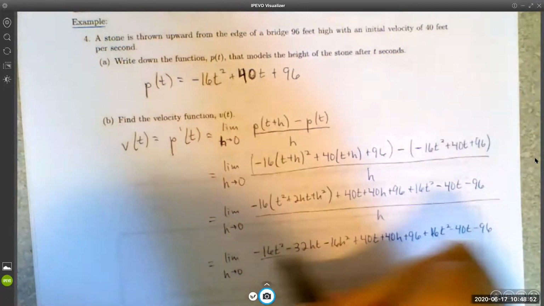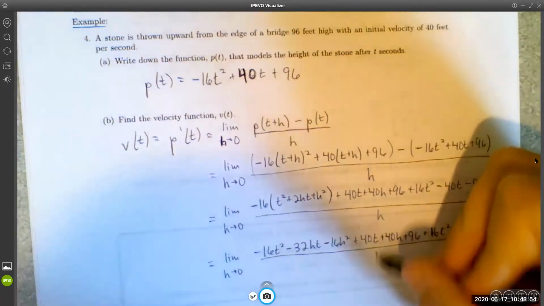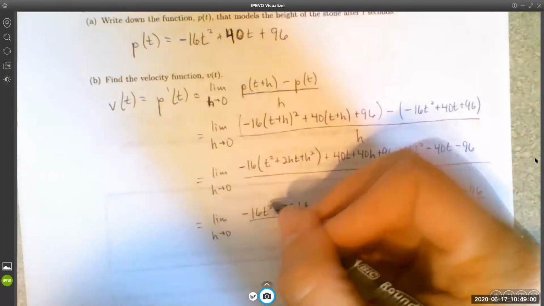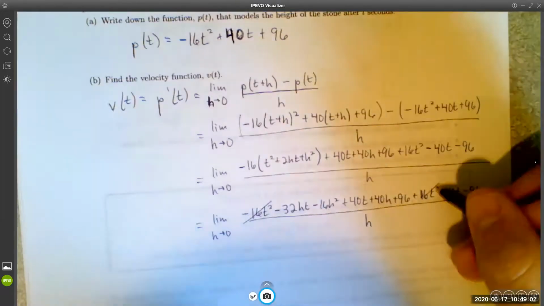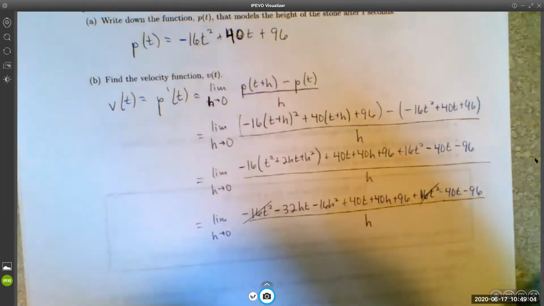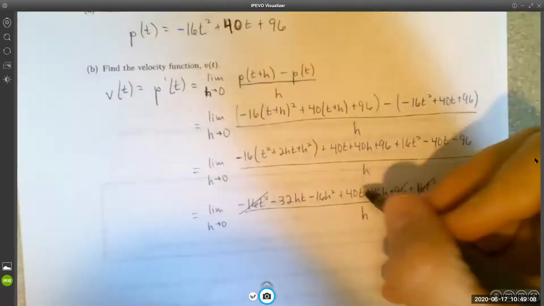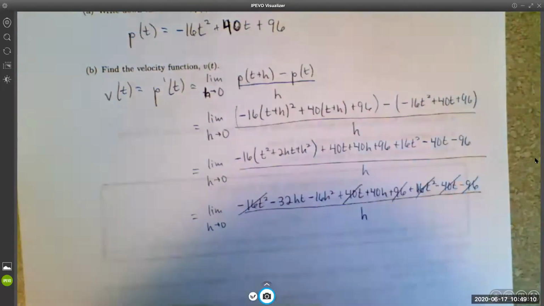One thing that you'll discover is that you cannot be lazy. You really need to write the stuff out or else you're going to get lost, but the negative 16t squared and the positive 16t squared cancel. This 96 and this negative 96 cancel. This 40t and this negative 40t cancel. So all that stuff cancels.